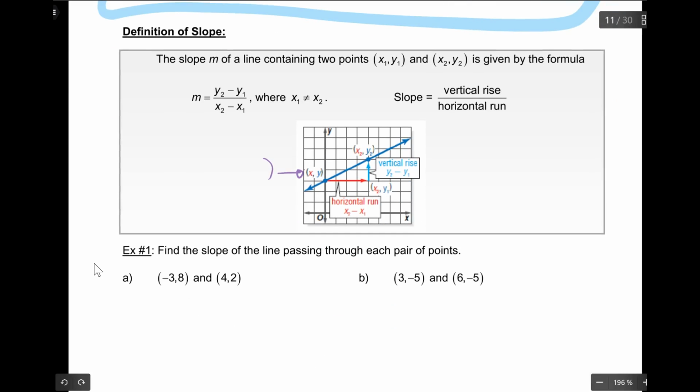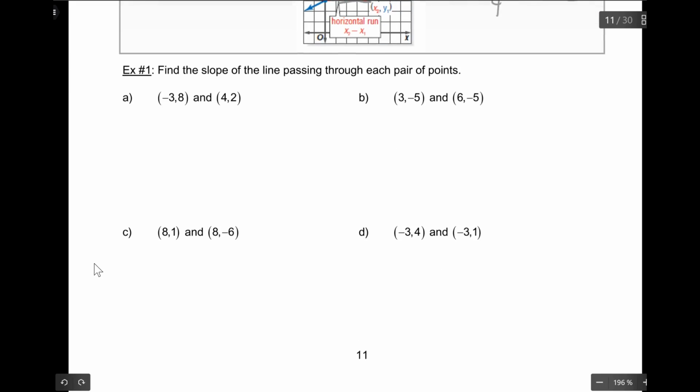So right here, for instance, this one is talking about the rise over the run, so we can count. We have a horizontal run of 1, 2, 3, 4. Horizontal is on the bottom, over a vertical rise of 2. So the slope is 1/2. If I go up 1, I go over 2. Up 1 over 2, up 1 over 2. That'd be the slope. So here we are, find the slope of the line passing through each point.